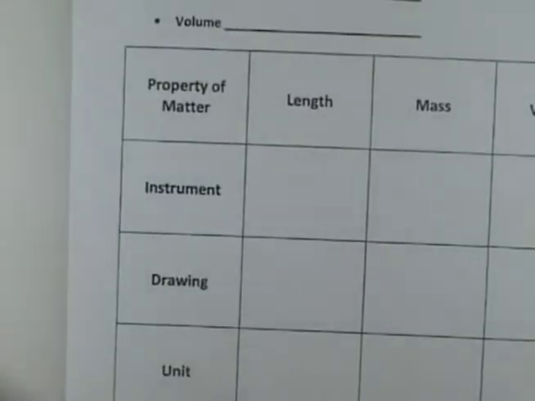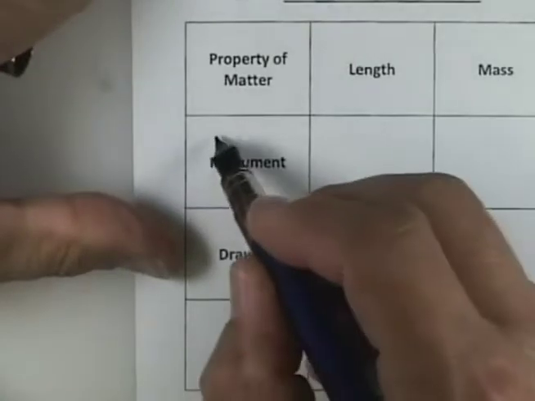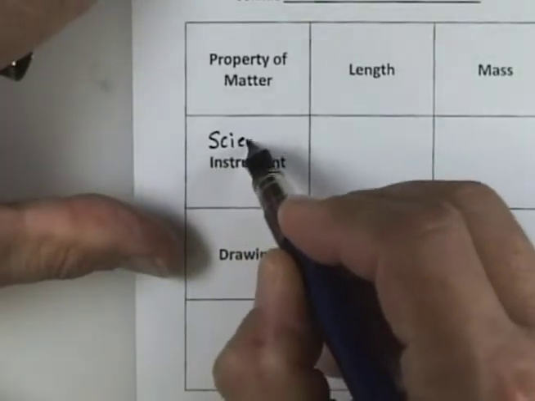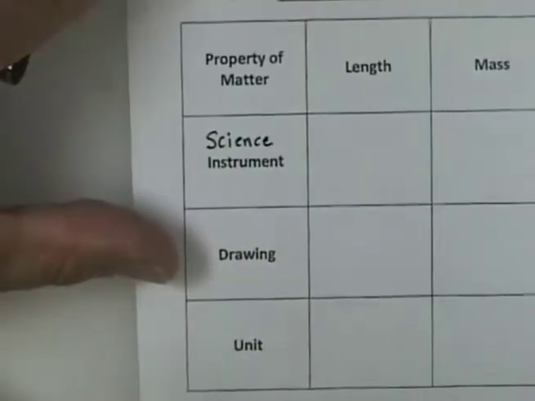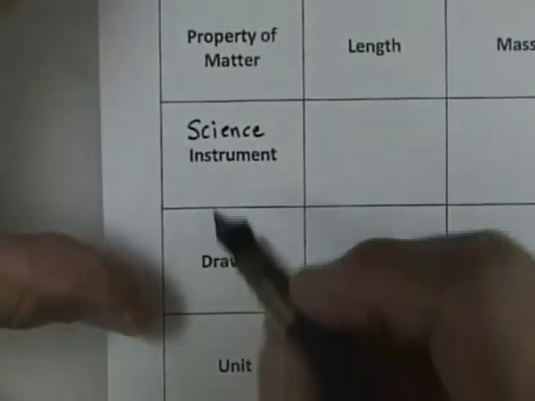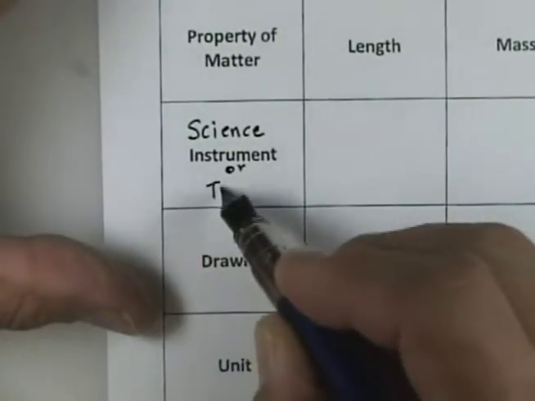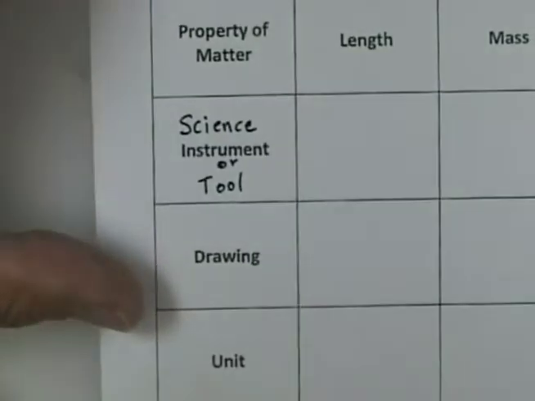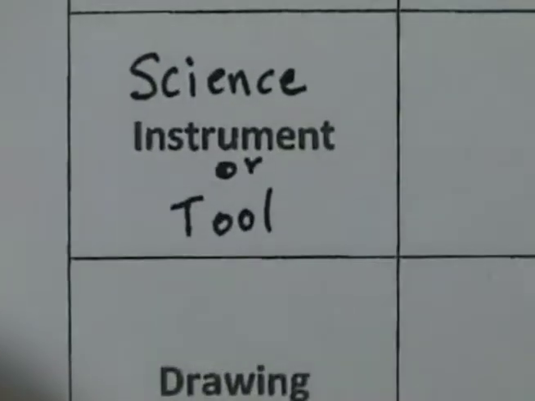All right, so when we have a property of matter, we have an instrument. Let's write the words science instrument right here, okay? Science instrument. Another name for that is tool. Science instrument or tool.